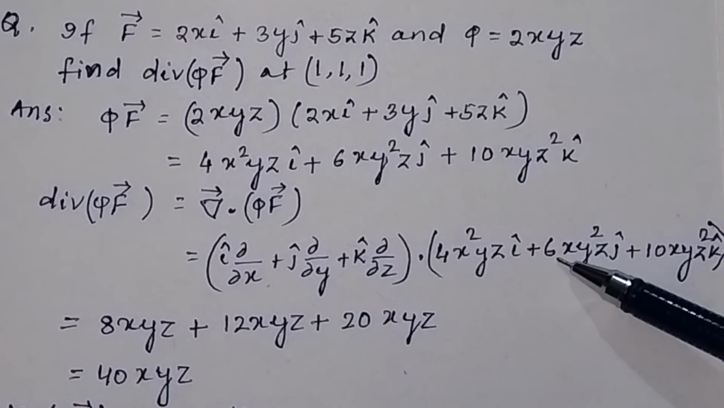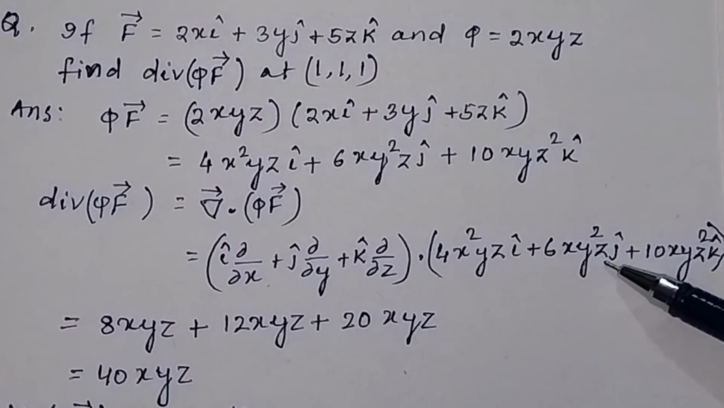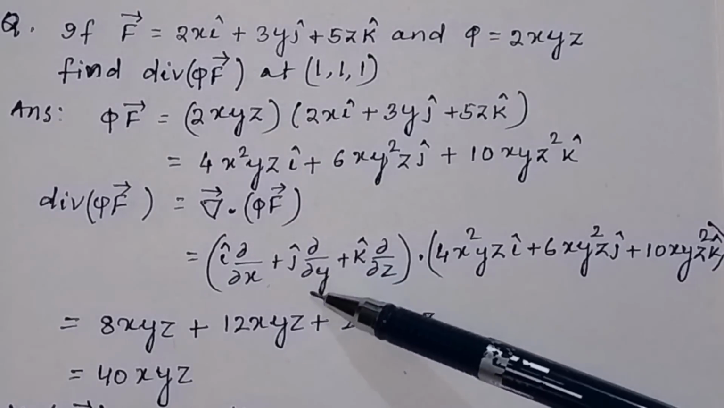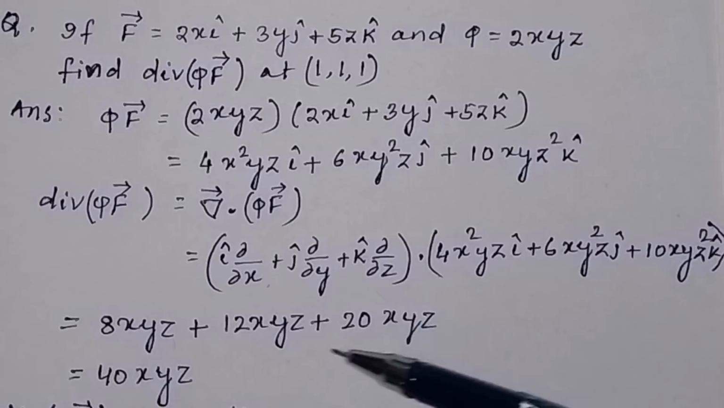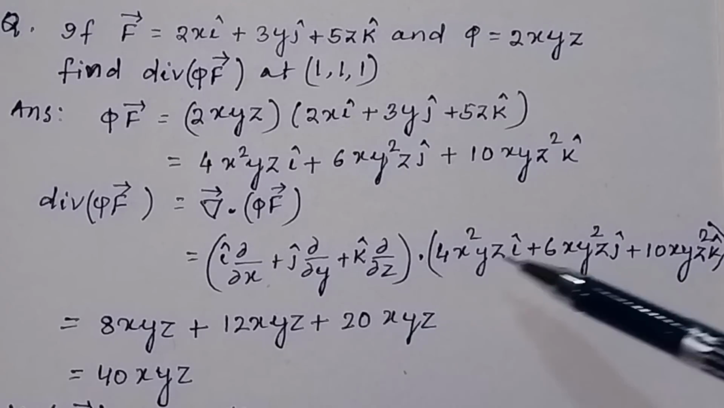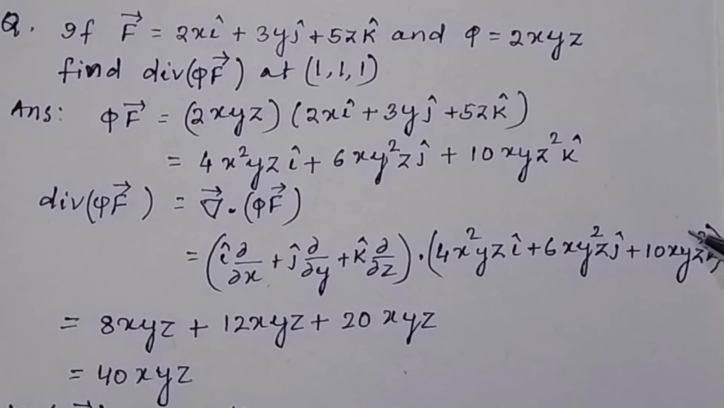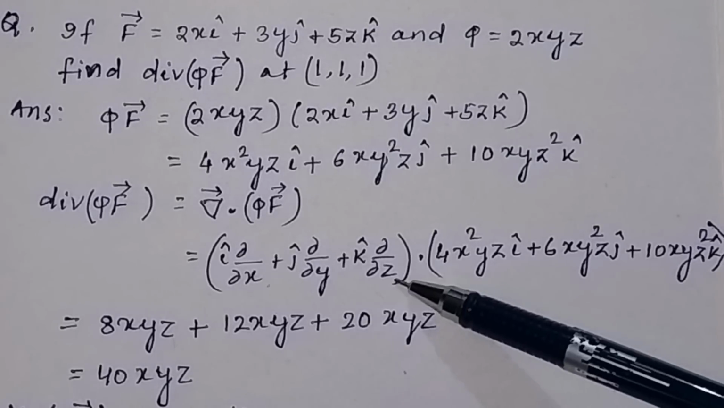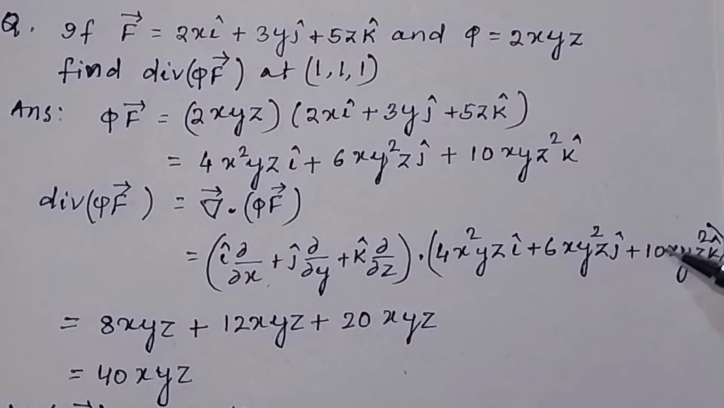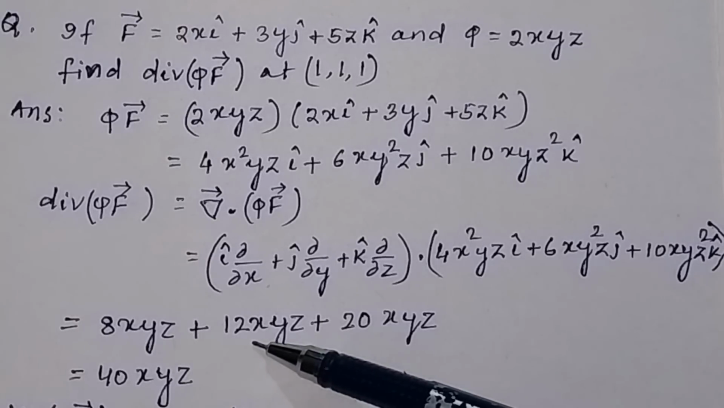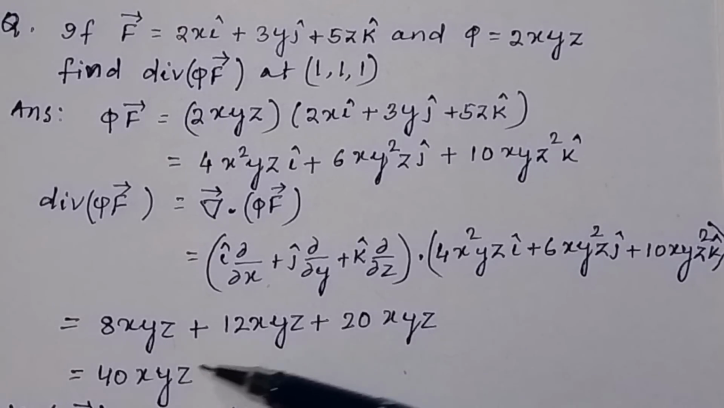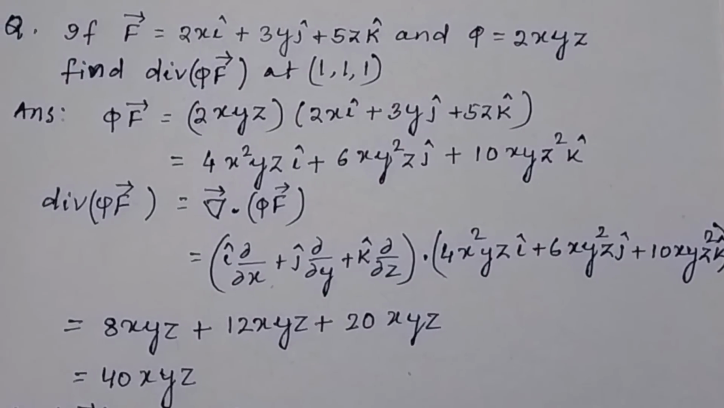And if you take the partial derivative of 6x y square z with respect to y, the second term, then that will be equal to 12xyz. The partial derivative of the third term, that is 10xy z square, with respect to z will be equal to 20xyz. So 8xyz plus 12xyz plus 20xyz is equal to 40xyz.